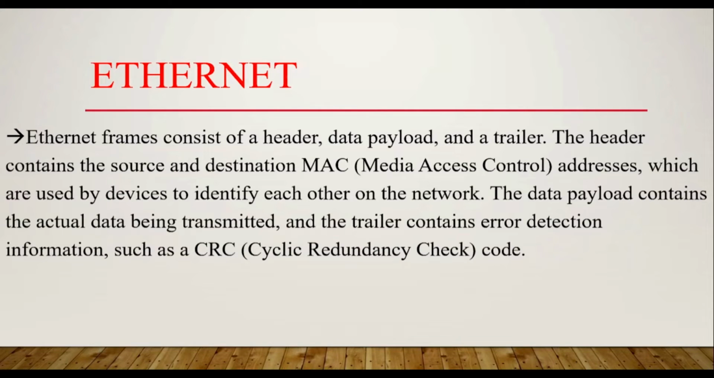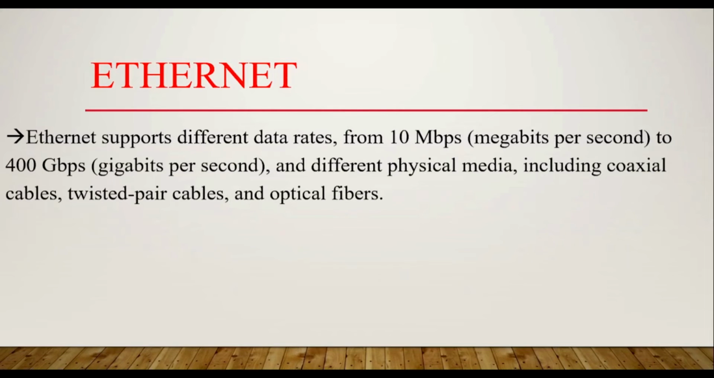Ethernet frames consist of a header, a data payload and a trailer. The header contains the source and destination MAC. MAC stands for Media Access Control addresses, which are used by devices to identify each other on the network. The data payload contains the actual data being transmitted, and the trailer contains error detection information such as CRC, meaning cyclic redundancy check code. Ethernet supports different data rates from 10 Mbps, megabits per second, to 400 Gbps, gigabits per second, and different physical media including coaxial cable, twisted pair cable, and optical fibers.